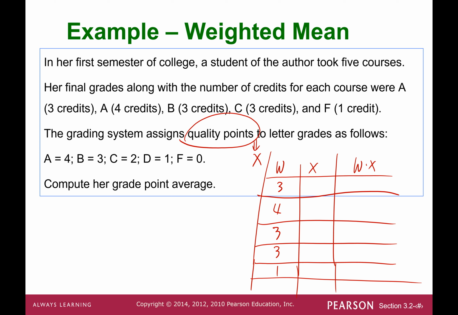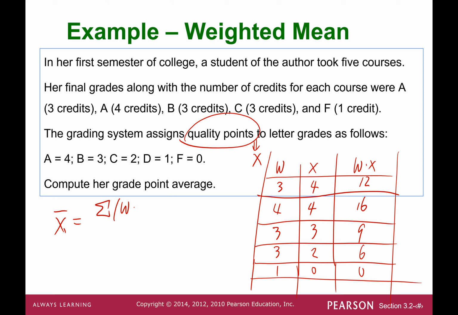Now X represents quality points. First course is an A, so 4 points. Second course is an A, 4 points. Third course is a B, so 3 points. Fourth course is a C. C is 2 points. Last course is F, 0 points. Now all you need to do is find the product of those two. So W times X, 3 times 4 is 12. 4 times 4 is 16. 3 times 3, 9. 3 times 2 is 6. 1 times 0, 0.